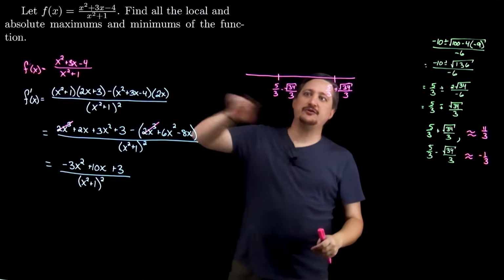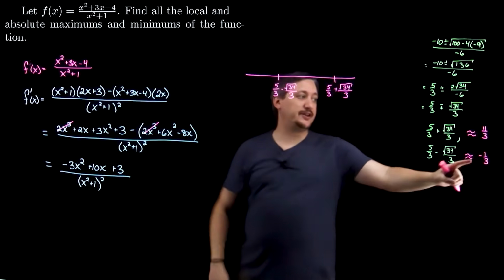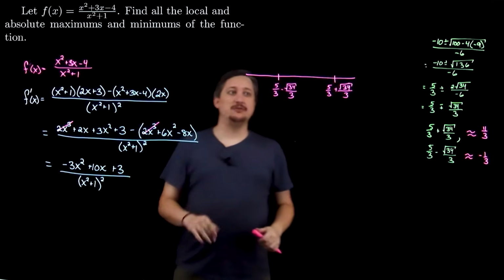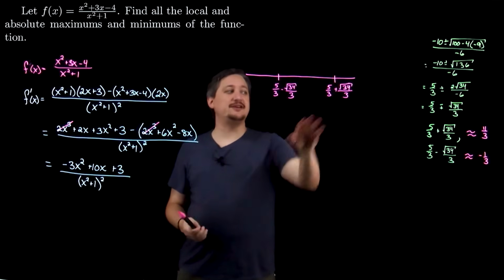And then I need something to the left, so I'm going to pick some very large negative number so that I am way to the left of whatever that approximately is. Okay, so that's how I'm going to do my sign chart. I don't need to know these exact values.